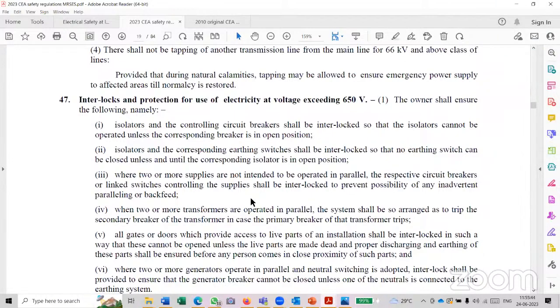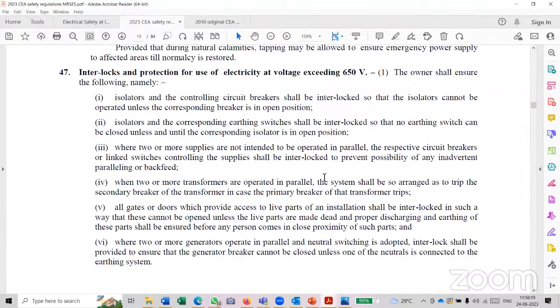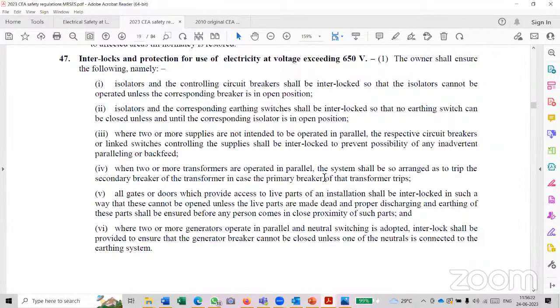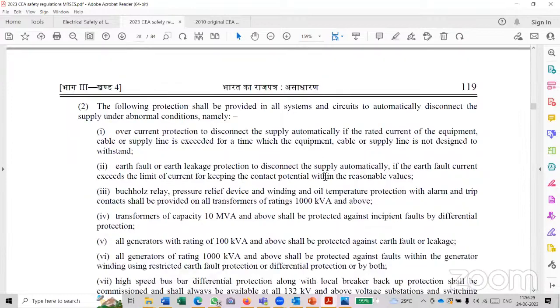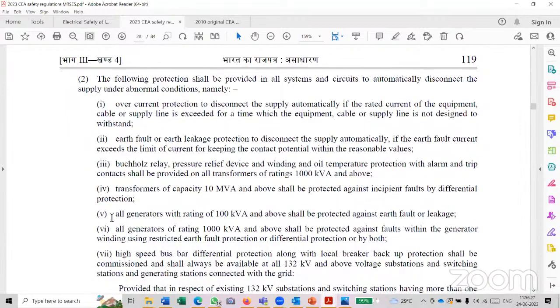Actually, the regulation title says interlock and protection at voltage exceeding 650. That's the title. This gives a complete confusion to the consumers as well as the inspectors, but they know that it is applicable for all. For example, sub-regulation 1.3 says an interlock should be provided for avoiding back feeding. And sub-regulation 2.4 insists on an earth fault relay for a 100 kVA DG set. Can we interpret these two things as applicable only if the voltage is exceeding 650?